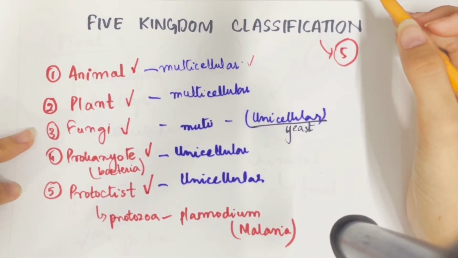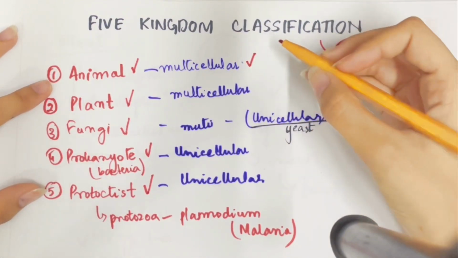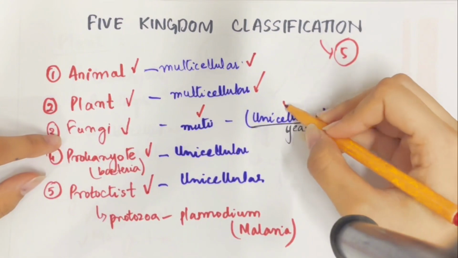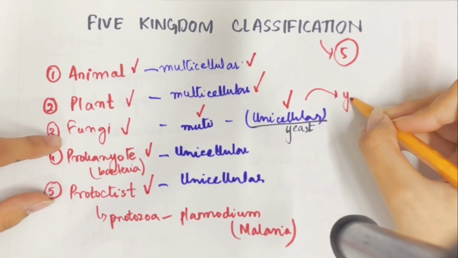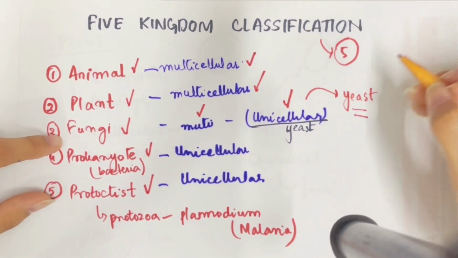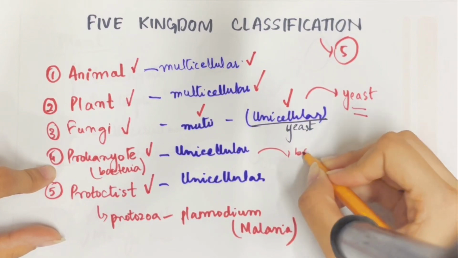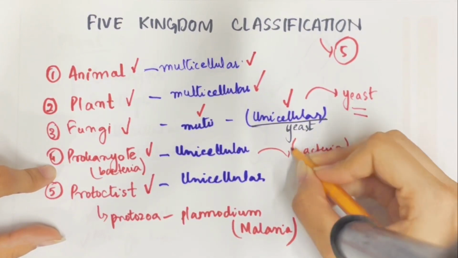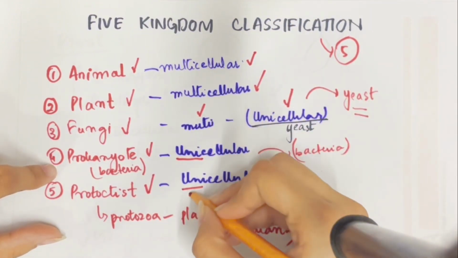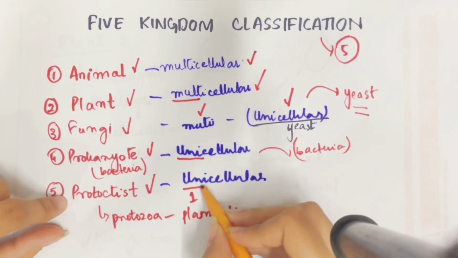Let's look at the modes of nutrition and survival methods. Animals are multicellular, plants are also multicellular. Fungi can be multicellular or unicellular. A very common unicellular example is yeast, which is very commonly used for baking purposes. Then we have Prokaryota, in which majorly the bacteria are involved. Bacteria are single-celled organisms, thus they are known as unicellular. Uni means one, multi means many cells, and Protoctista is also unicellular.